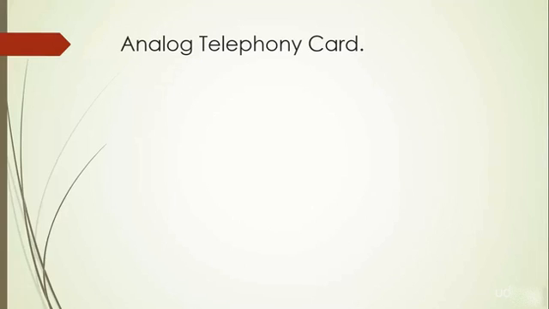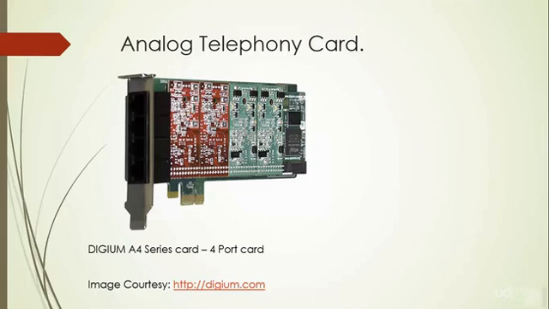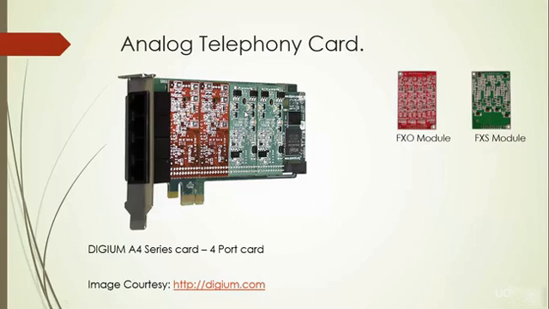Analog telephony card. So this is the card which I can use to connect Elastix IP telephony to the local phone provider. As you can see on the card, there are red and green circuits or chipsets. What are these? The red one is known as the FXO module and the green one is known as the FXS module. Let's try to understand what these modules do.